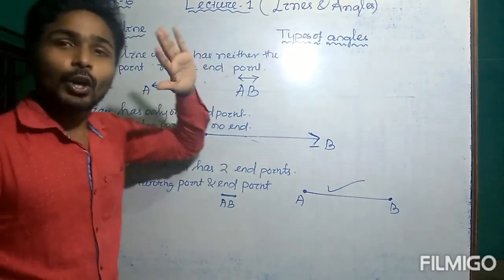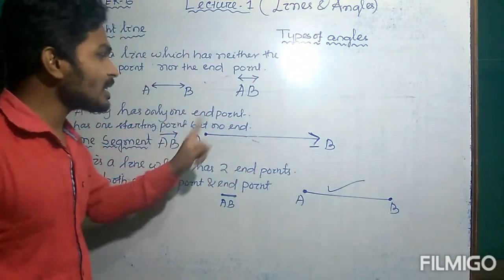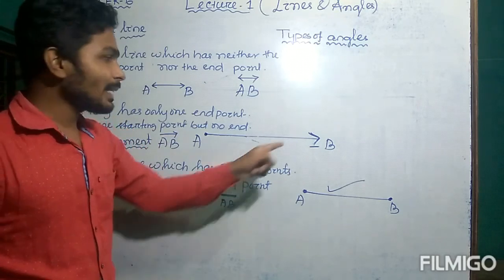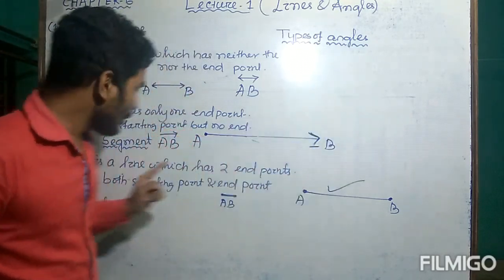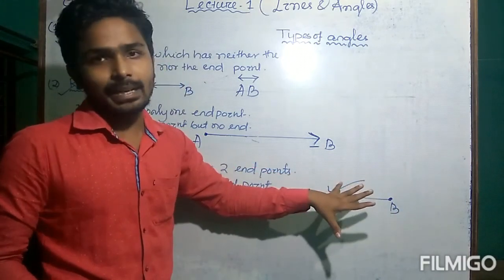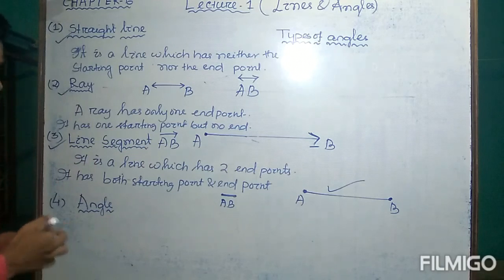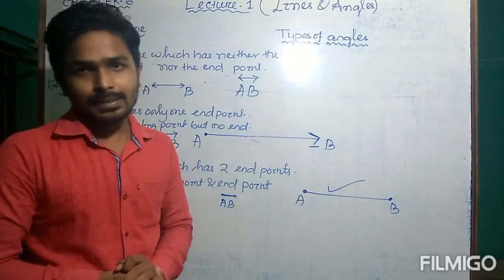A straight line has no endpoint, it means it can be extended in any direction. A ray has only one endpoint, so it can be extended only in one direction. But in case of line segment, it has two endpoints, that means it cannot be extended in any direction. Right? So next is the concept of angles.